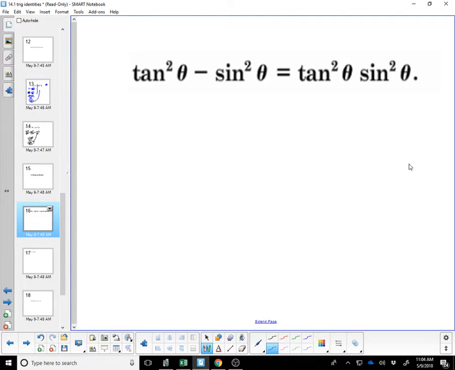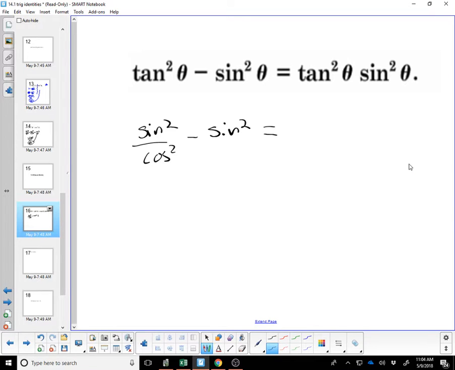What do I always do first? Switch everything to sines and cosines, right? So tangent squared is sine squared over cosine squared, minus sine squared. Now, here's my dilemma. The right side is a multiplication problem. The left side is a subtraction problem. So there's the dilemma. I've got to be able to somehow switch this so that I'm multiplying two things.